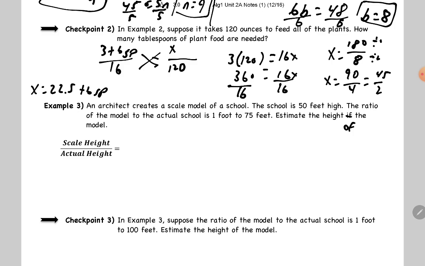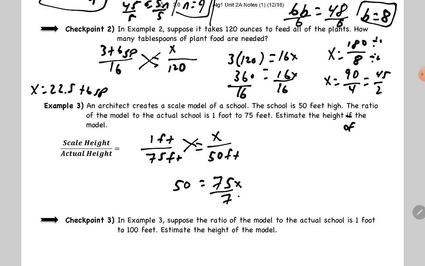So we have our scale. Scale height is 1 foot to 75 feet. So 1 foot on our scale represents 75 feet in real life. And we want to know the height of the model over, we know that the school is actually 50 feet high. So I'm going to do my cross multiplication, boom, boom, and get 50 equals 75x.